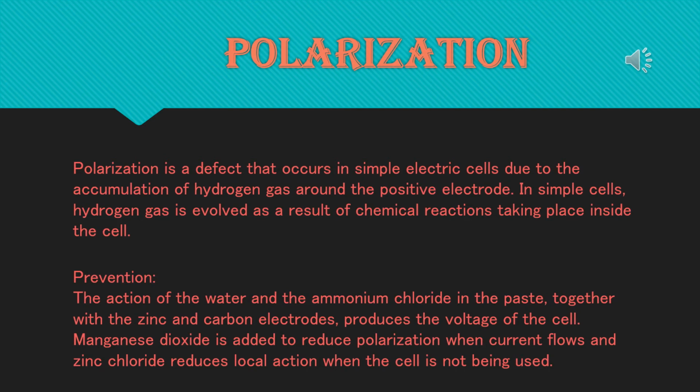Prevention of this polarization is the action of the water and the ammonium chloride, that is NH4Cl, in the paste together with the zinc and carbon electrodes produces the voltage of the cell. Manganese dioxide, that is MnO2, is added to reduce polarization when current flows, and zinc chloride, that is ZnCl2, reduces local action when the cell is not being used. You will understand this prevention of polarization method in the next two slides, because it's a prevention of dry cell polarization also.